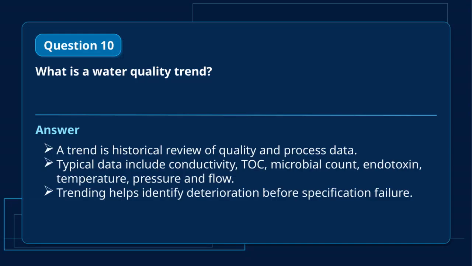Question 10. What exactly is a water quality trend? Answer. This typically includes measurements like conductivity, total organic carbon, or TOC, microbial counts, endotoxin levels, temperature, pressure, and flow. By analyzing these trends, we can spot early signs of deterioration before the water quality actually falls outside of its specifications. This proactive approach helps us maintain safe and consistent water quality by addressing potential issues early on.